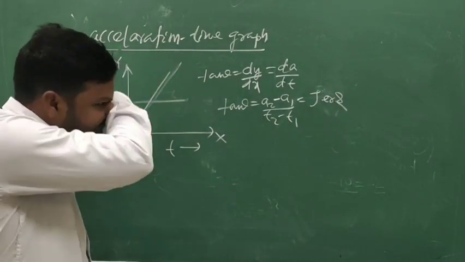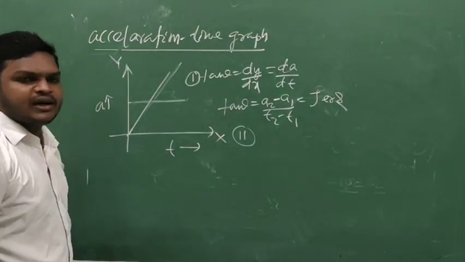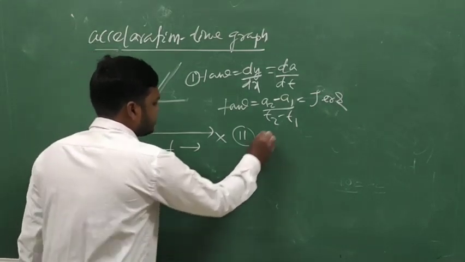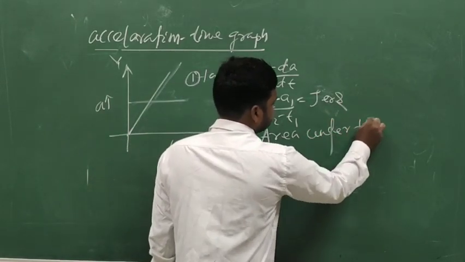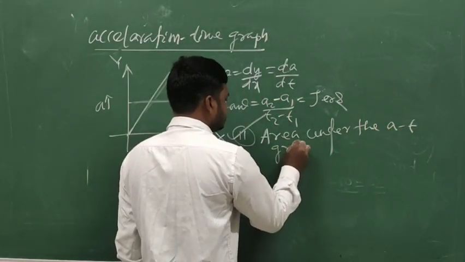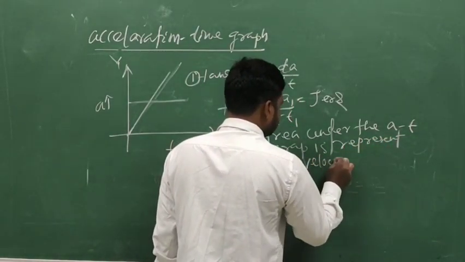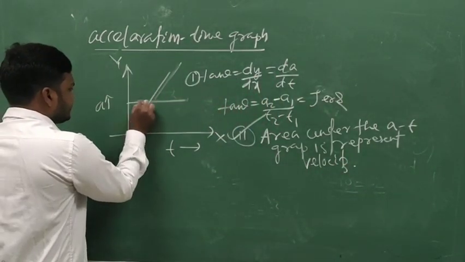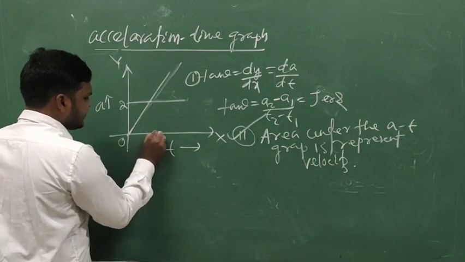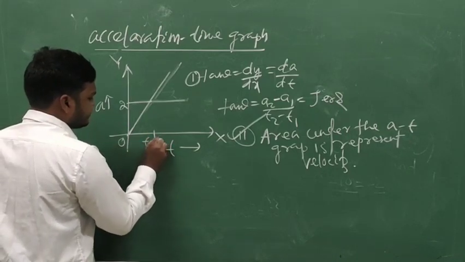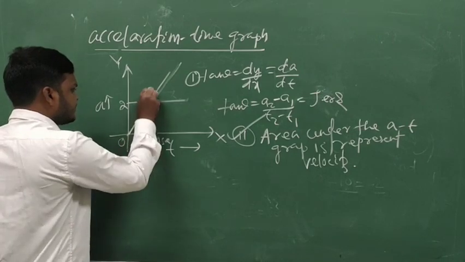Keep this thing in mind: if we calculate the area of this AT graph, the area under the AT graph, keep this in mind, this is very important for exams. The area under the acceleration time graph represents velocity. Suppose this is some acceleration, 0 to 2 acceleration, and this 2 acceleration takes place in time 4 seconds. So if we draw a graph, then this slope is produced, OAC.